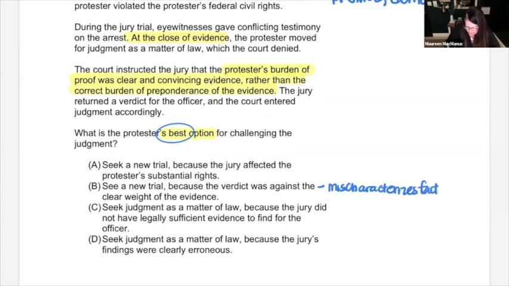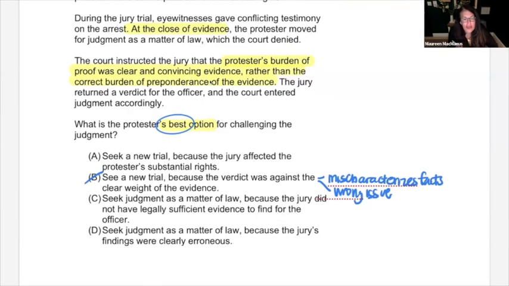It's also just getting at the wrong issue. Okay, so B is incorrect. C, seek judgment as a matter of law because the jury did not have legally sufficient evidence to find for the officer. Again, this mischaracterizes the facts. And we see this a lot where the incorrect answers are sort of just variations on each other. That's the right standard for judgment as a matter of law, that there's insufficient evidence to find for the non-moving party. But that's not correct here.